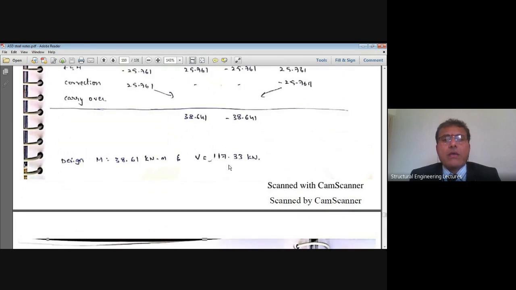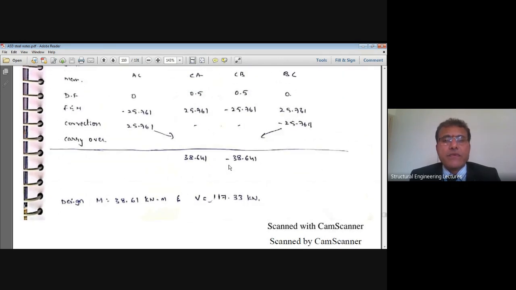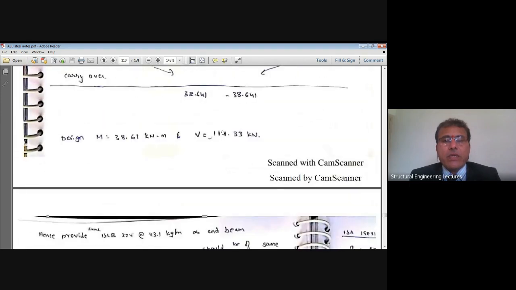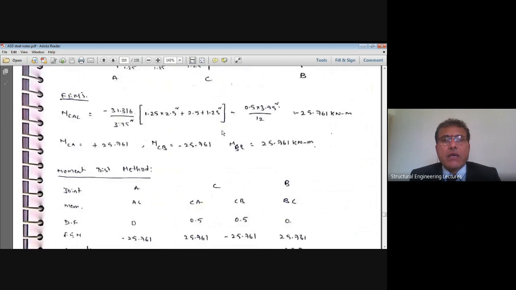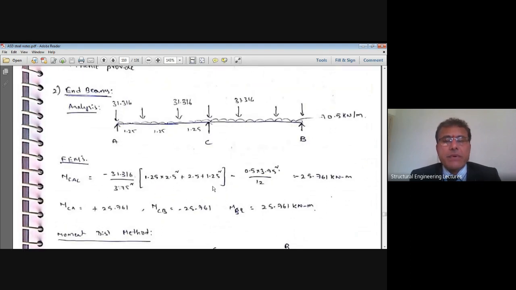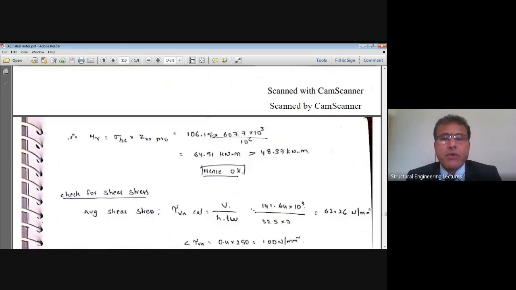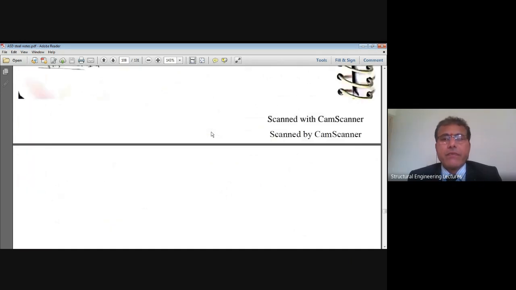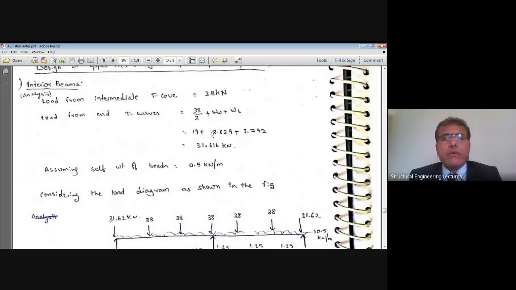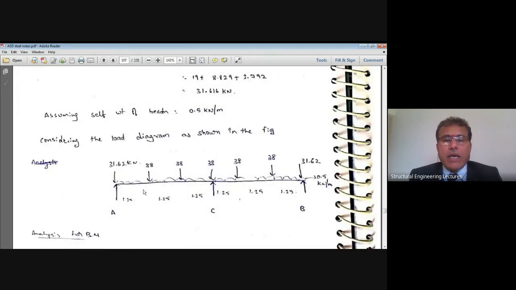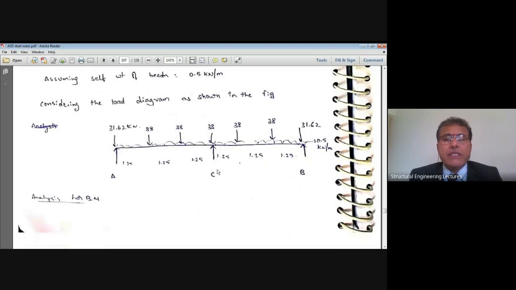And now I'll calculate the shear forces also. Right? Now the shear forces are like this. Once I get this bending moment, I'll demonstrate like this. Let me go to the previous view. That is how I'll analyze for getting the design bending moment.